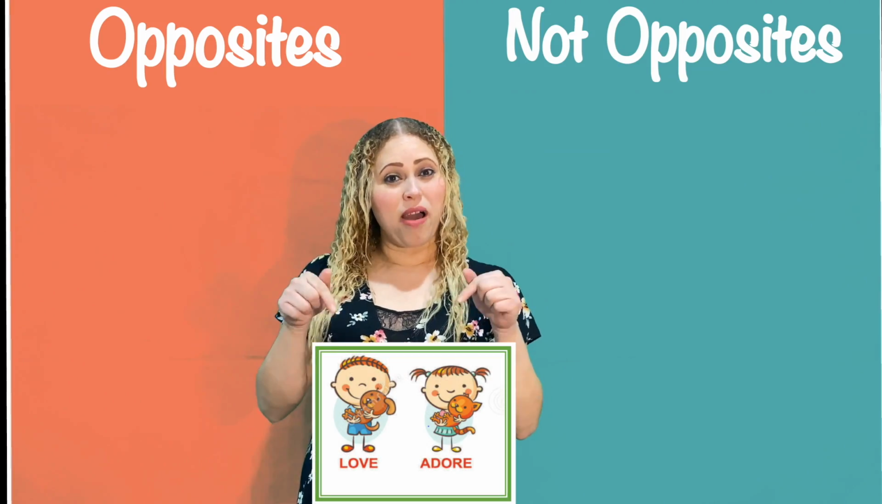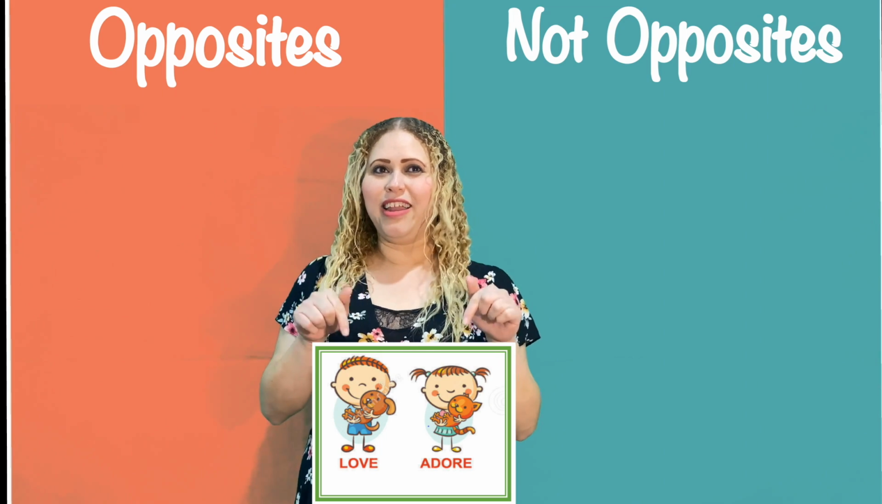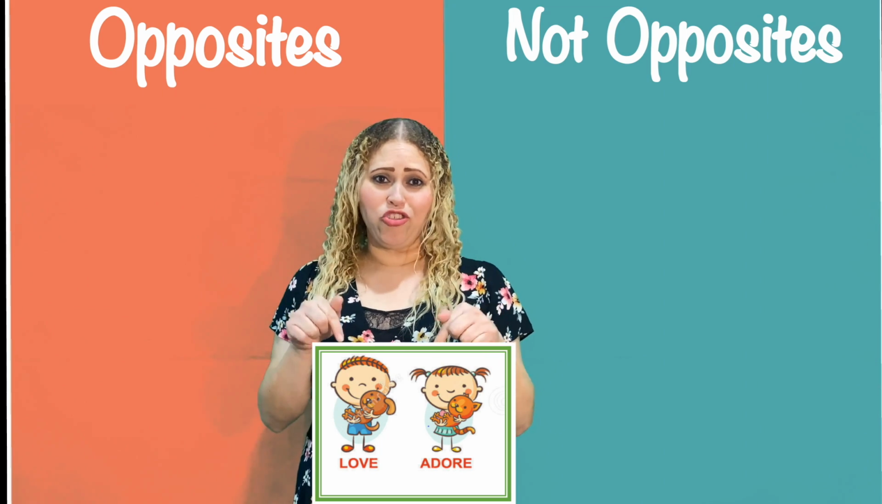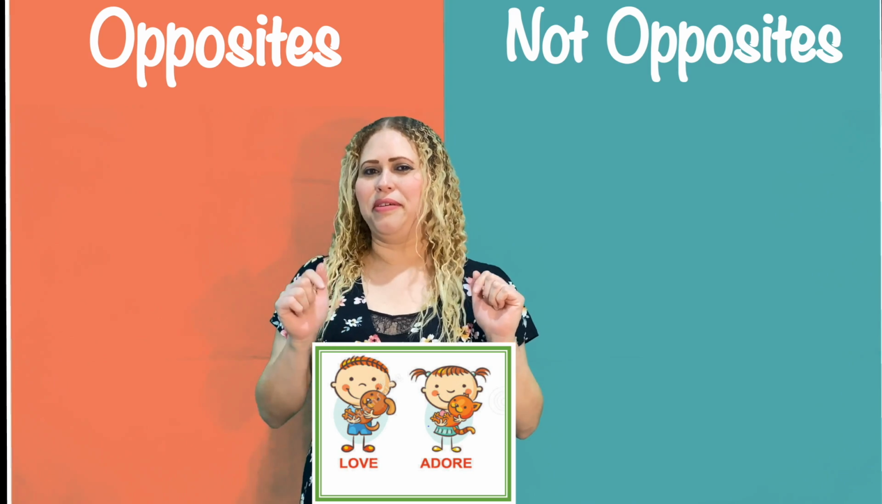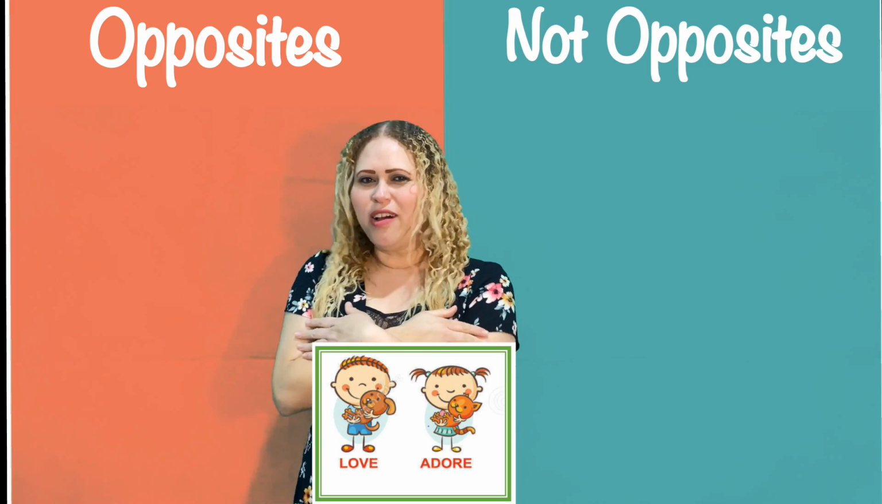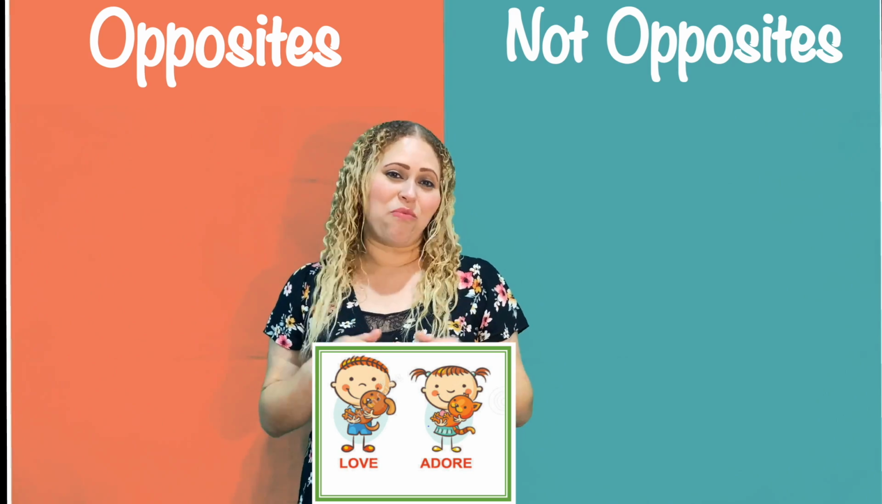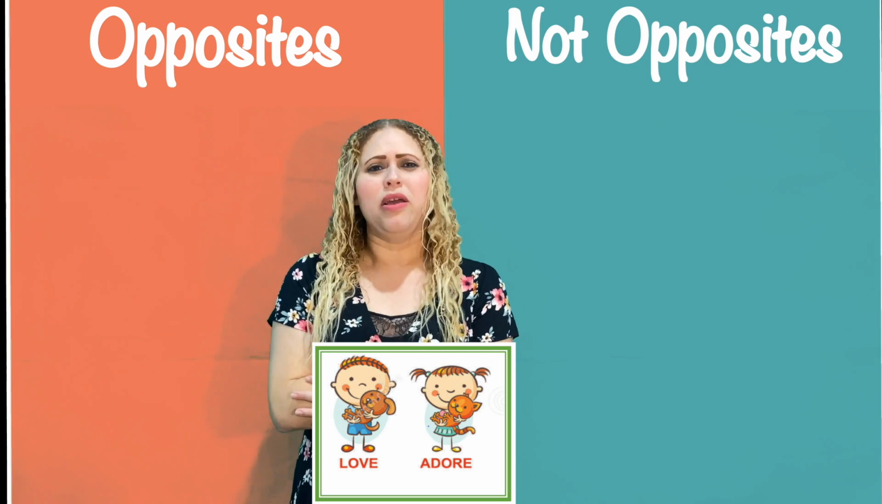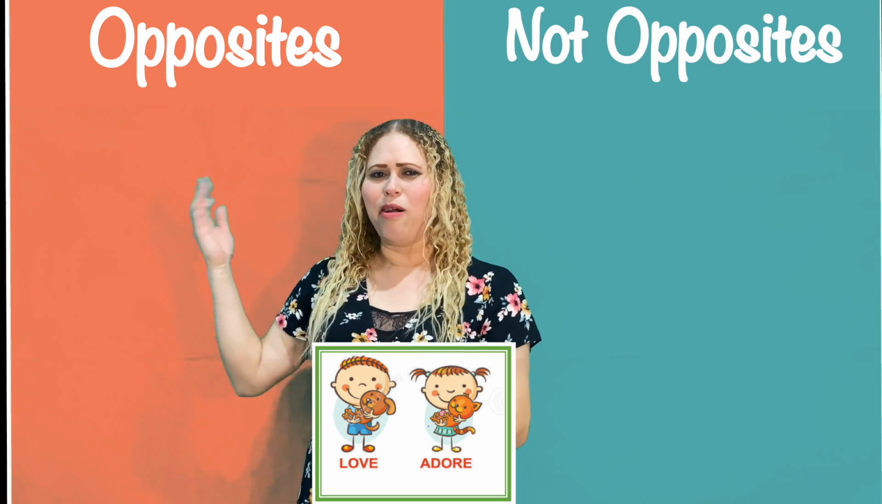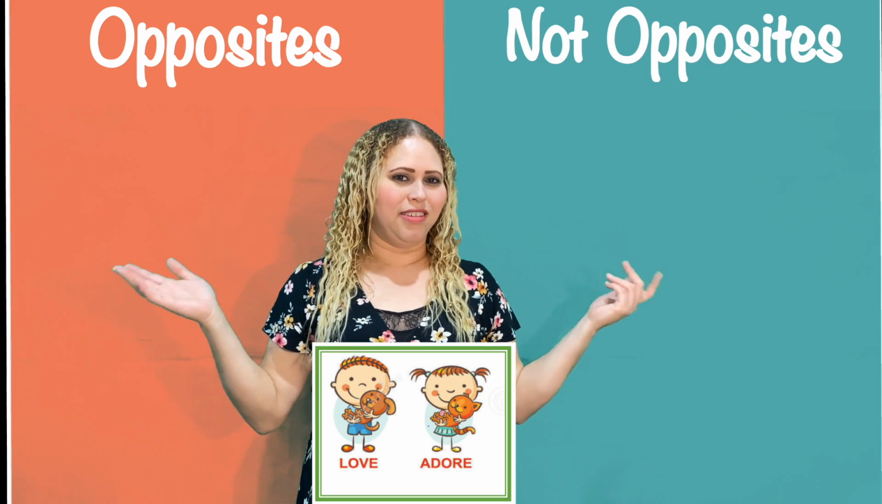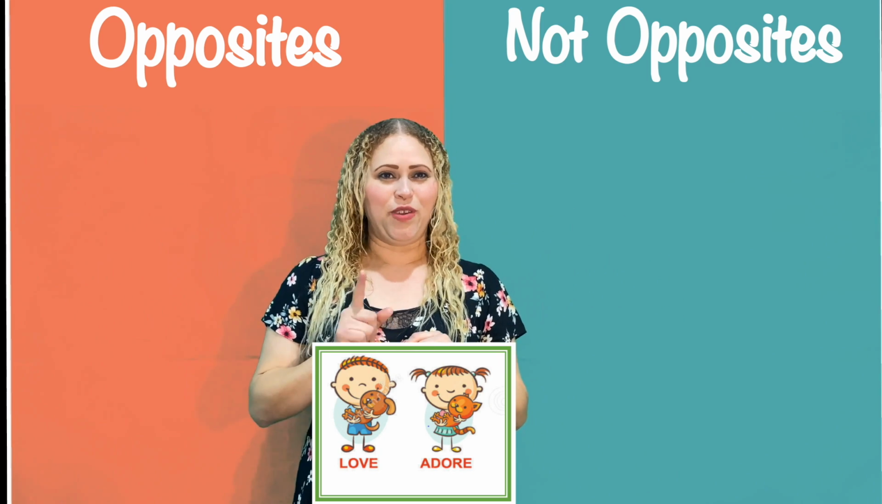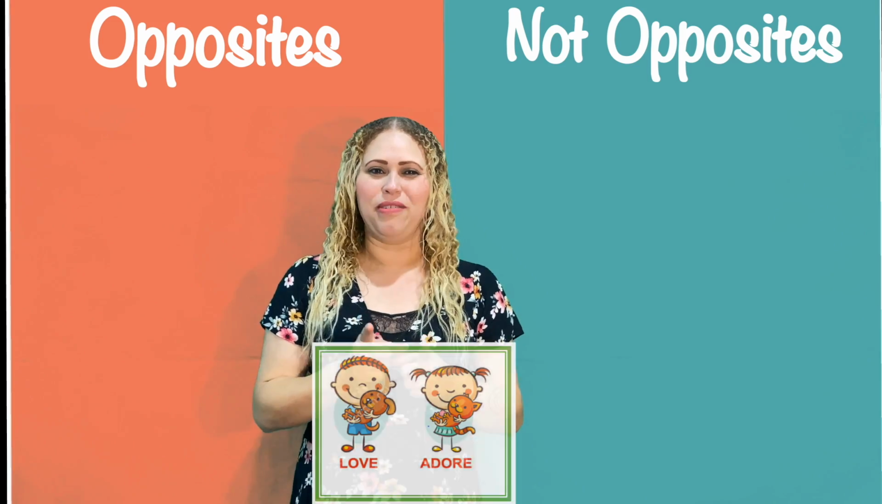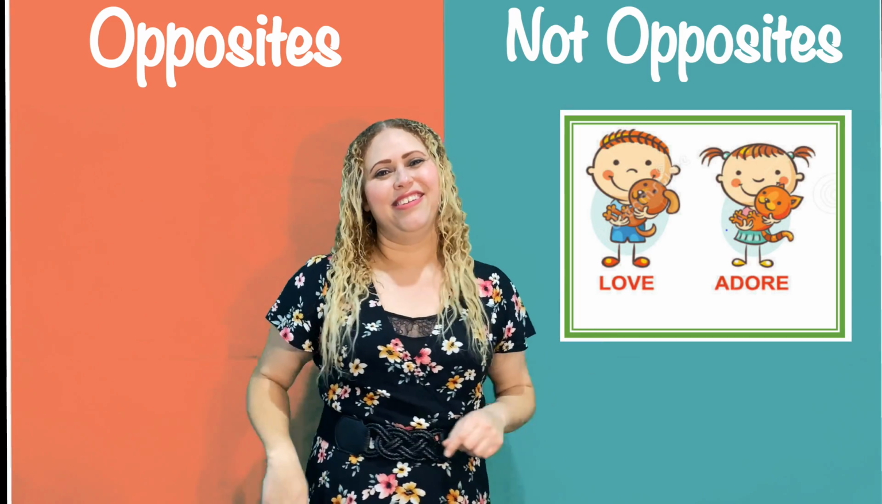Now look at this bottom image. I want you to look at it carefully. It says love and adore. Think about those things. Are they the same? Love, you love someone and you adore someone. You also care about them. So is that an opposite or not an opposite? What do you think? If you said it is not an opposite, you are correct.